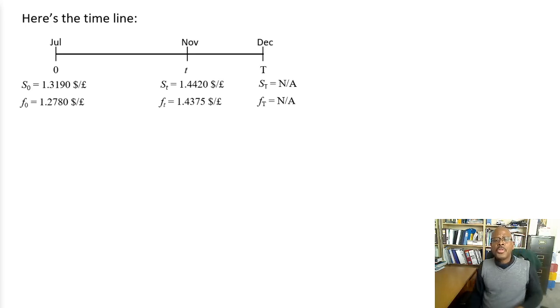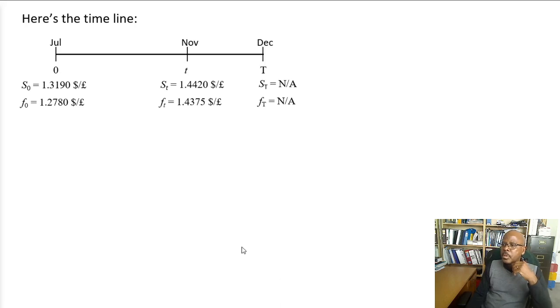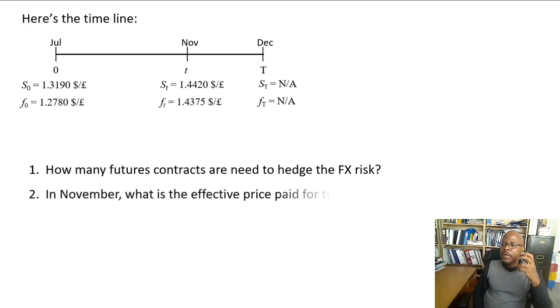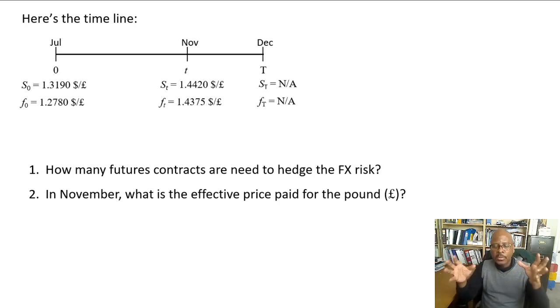And so there are three questions to be asked. The first question would be: how many futures contracts are needed to hedge the foreign exchange risk that this car dealer faces? The second question is: in November, what would be the effective price paid for the pound sterling? That is, when the car dealer enters into futures contracts to hedge the pound sterling, based on the hedge itself, what would be the effective price paid for the pound sterling?